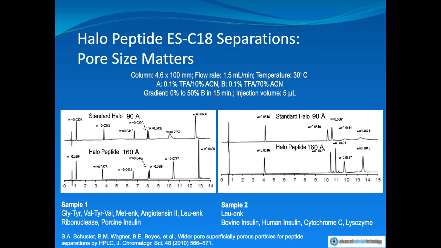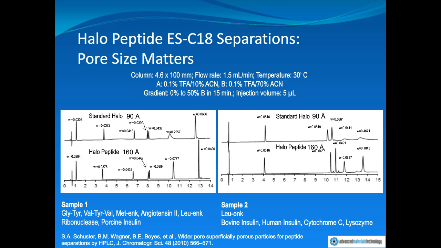Now, we started a number of years ago to extend this concept to separation of biomolecules. And the first class of biomolecules we were interested in was peptides. When we looked at the so-called standard 90 angstrom pore size Halo materials shown on the top chromatograms in this diagram, for small peptides, that material was quite appropriate. The peak widths are good, separation capability.